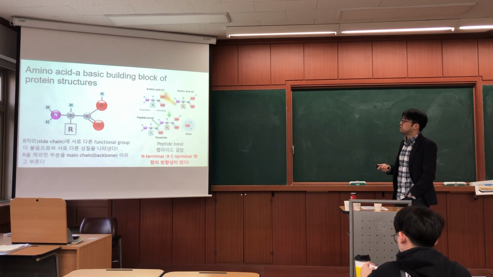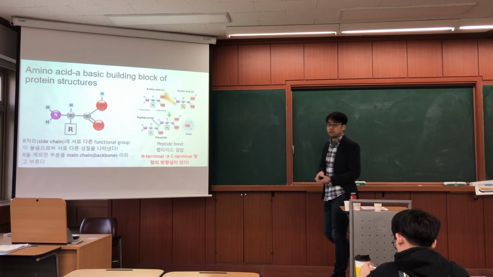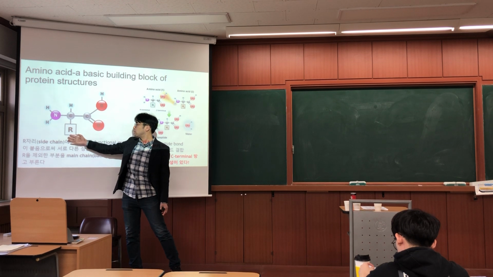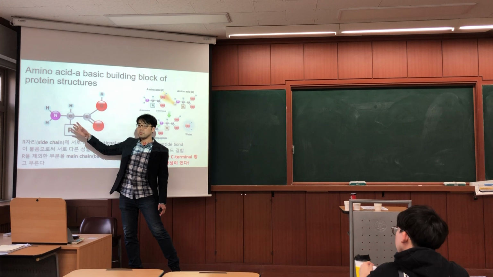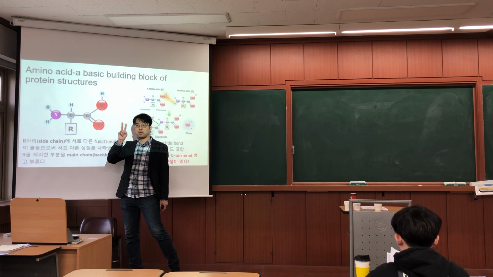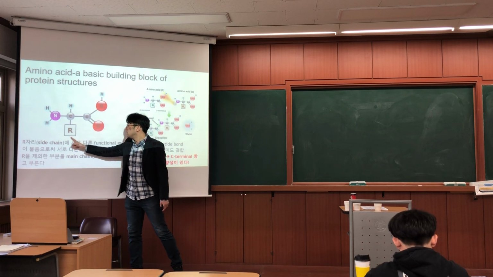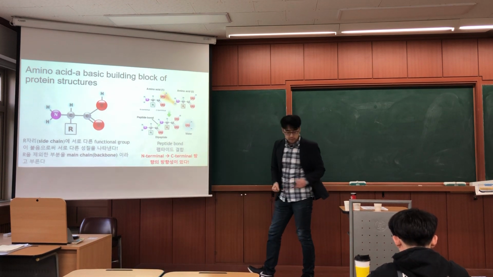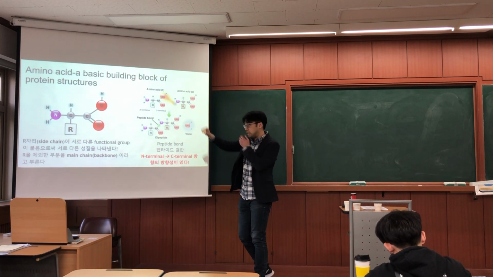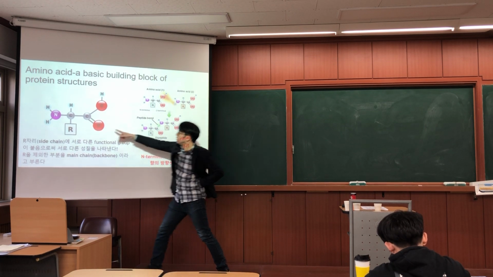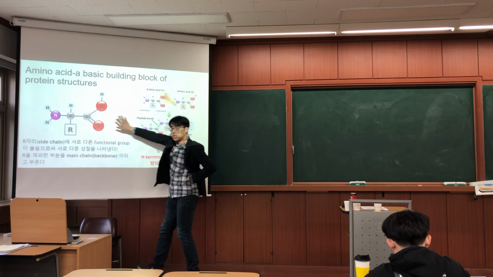This is the basic structure of an amino acid, right? As you all know, the amino acid looks like this, and here is the R. This is the functional group, and this functional group can be changed. As I told you, there are 20 natural amino acids, so 20 functional groups are possible here. When they form a chain, it starts from the N-terminus, and this carboxyl group is called the C-terminus.